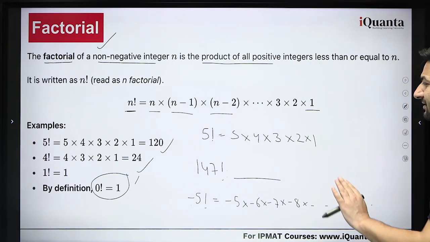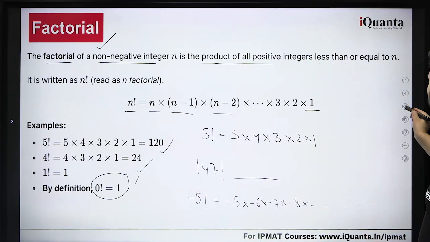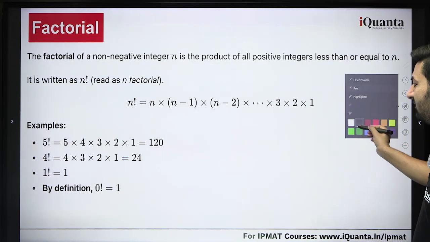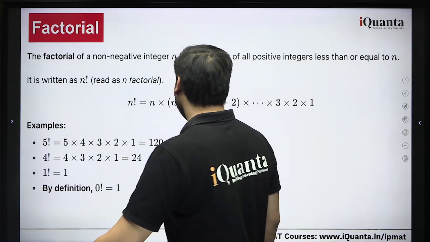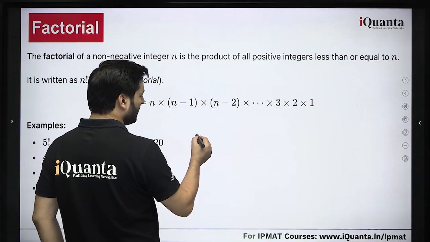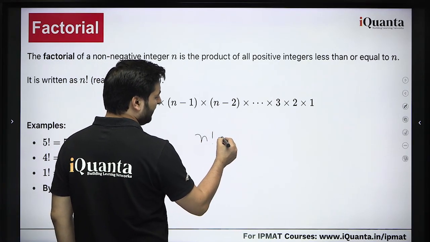I hope this is clear. These are the very basics of factorial. And one more thing, sometimes you need to transform factorials according to the condition in our question. So how to do that? Suppose they ask you n factorial.